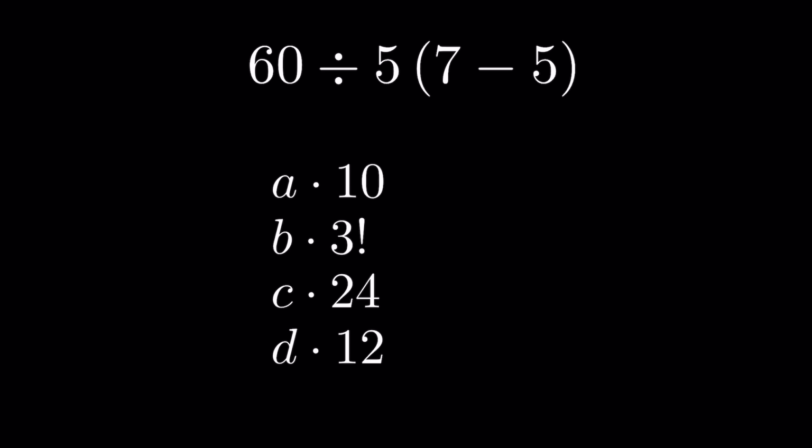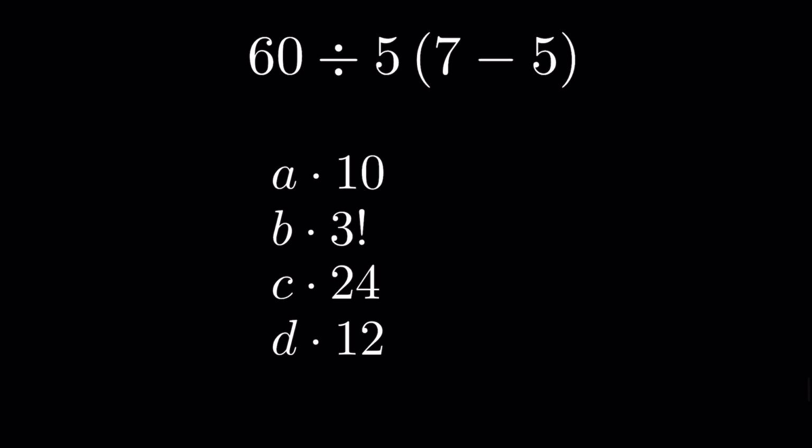60 ÷ 5(7 − 5). Options are A) 10, B) 3 factorial, C) 24, D) 12. What is the answer? Pause the video and let me know your answer in the comment section.